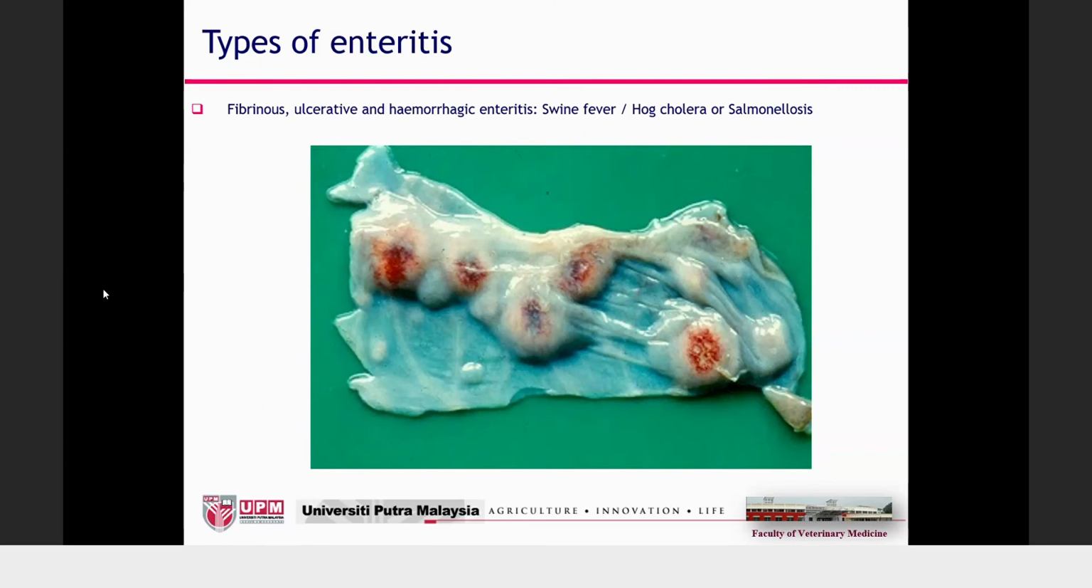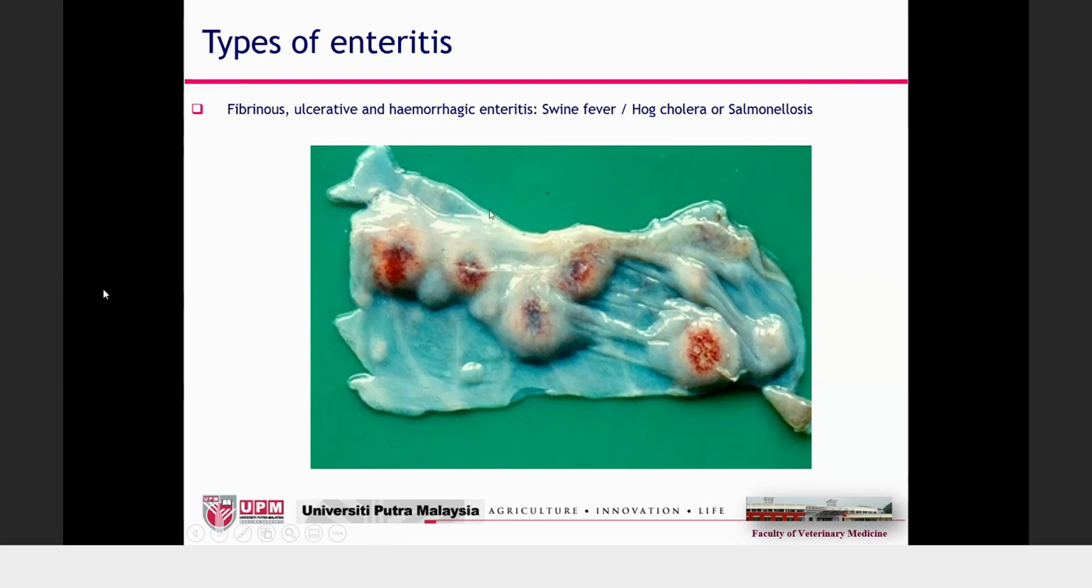And this is an example where we got the combination of fibrinous, ulcerative, hemorrhagic enteritis. I don't have a photo for just fibrinous. And this is a very good example in cases of hog cholera or swine fever. Again, all those slides I showed you are cases that we have at UPM. It is not from the internet, it's our own case. So we have swine fever or hog cholera.